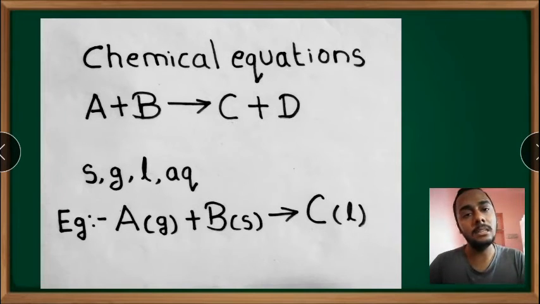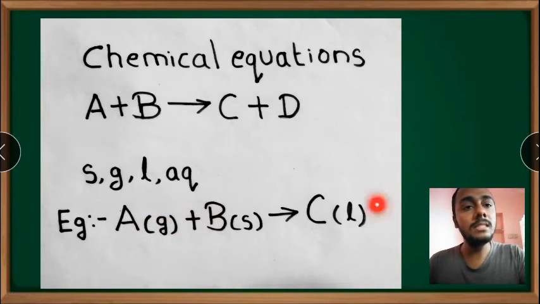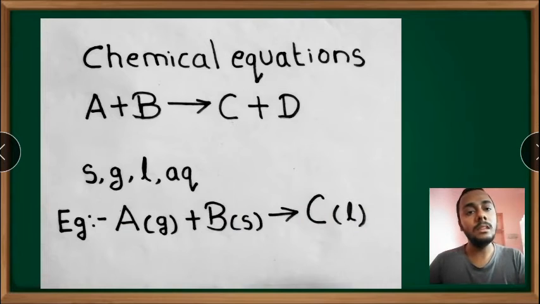Okay, let's see an example. In this example, we will see A plus B gives C. So what we can see, A and B are the reactants, C is the product. And what state does each belong to? A belongs to gaseous state, B belongs to solid state, C belongs to liquid state.